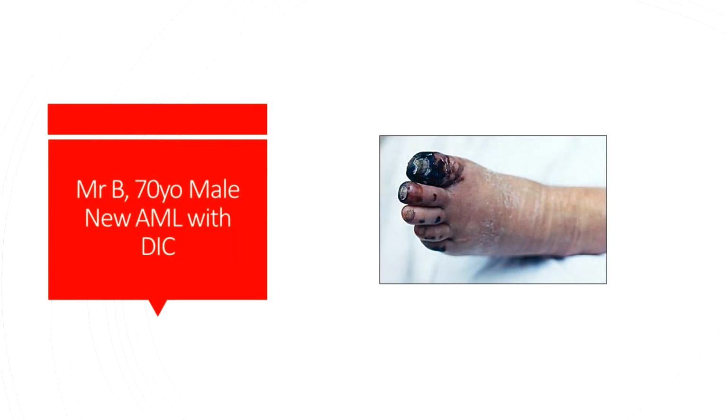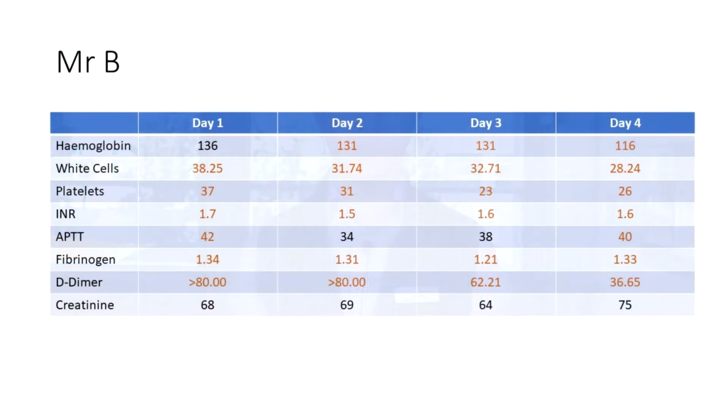So there's a couple of examples here of DIC and the features that we've talked about. So Mr. B is a gentleman in his 70s, and he's diagnosed with AML, and in that course he's diagnosed with DIC. We can see on his blood picture there's a high white cell count, which is mostly made of blasts. And we can also see that he's developed a minor anemia and a severe thrombocytopenia down into the kind of 20 to 30 range.